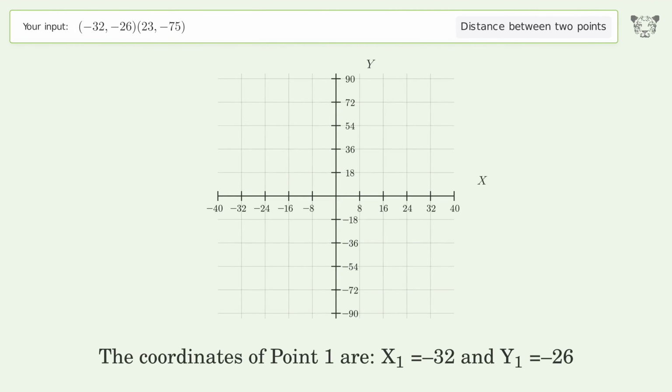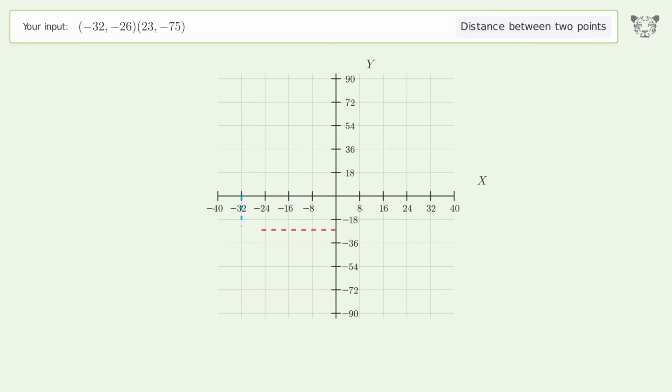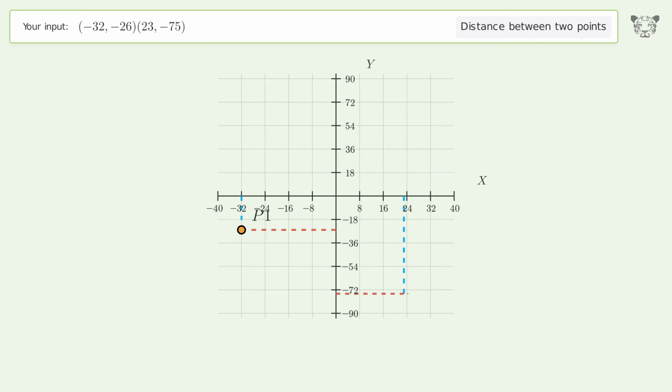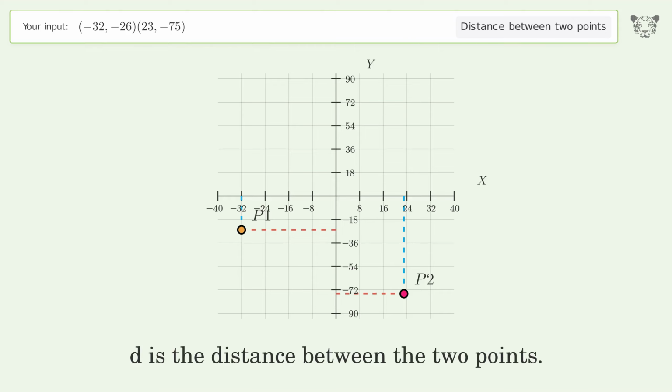The coordinates of point 1 are, x1 equals -32 and y1 equals -26. The coordinates of point 2 are, x2 equals 23 and y2 equals -75. D is the distance between the 2 points.